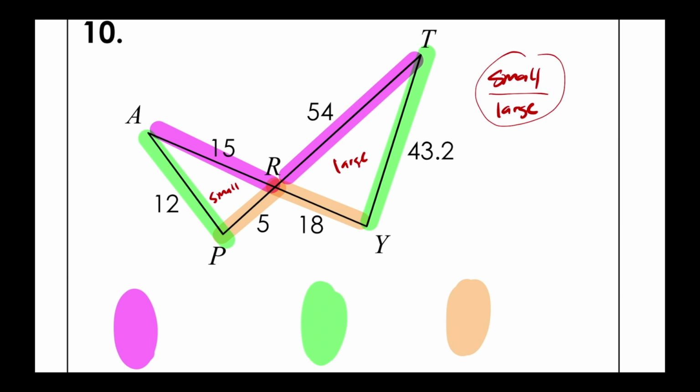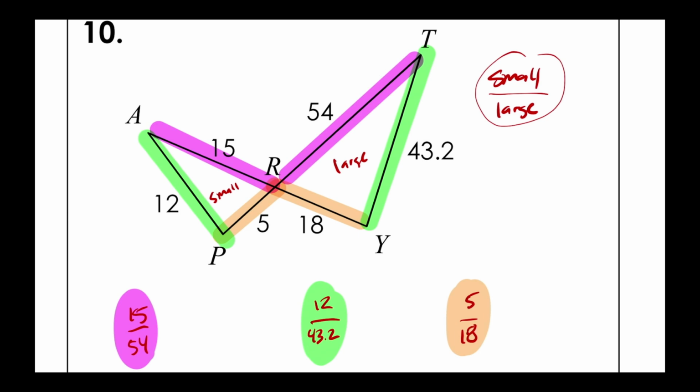Okay, so let's do the pink ratio first. These ratios are all going to be fractions. I'm going to put the small over the large. So if I look at the pink side, 15 is the small, 54 is the large. If I look at the green ratio, we have a decimal. I'm going to tell you how to deal with that in a second. So let's put the small of the green sides, 12, over the large, 43.2. Then I look at the orange, and I put the small, 5 over 18.